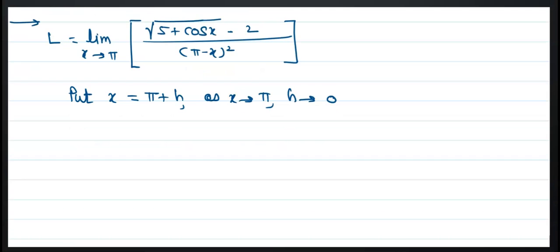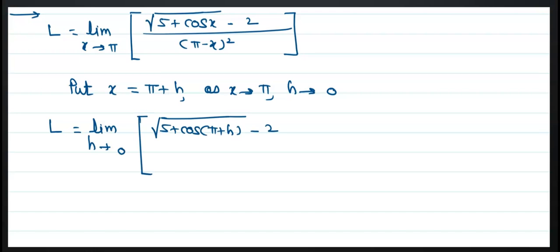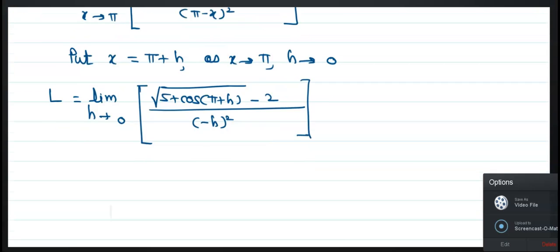Therefore, we'll write here limit h tends to 0 of root of 5 plus cos of pi plus h minus 2 upon bracket minus h squared. Now the value of pi minus x: pi minus x is minus h, and that's why we get here.